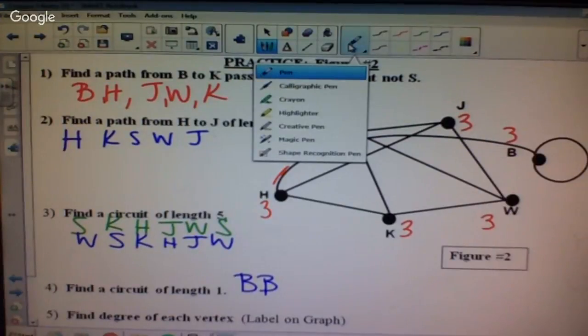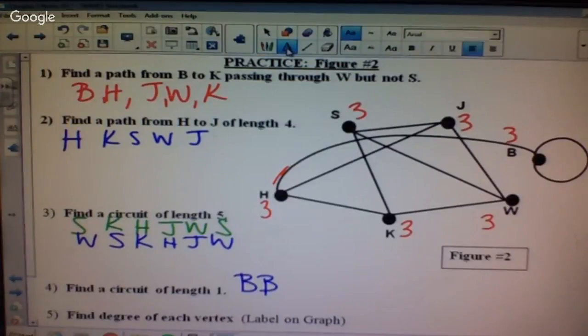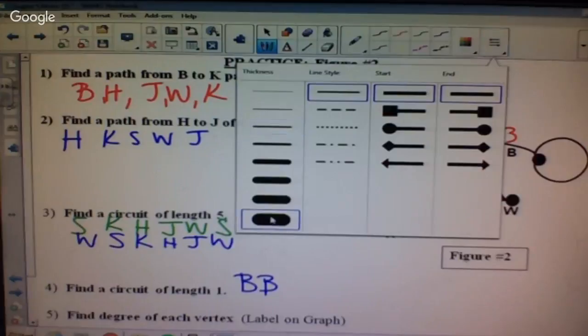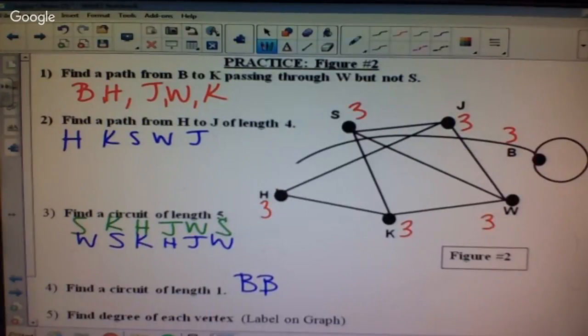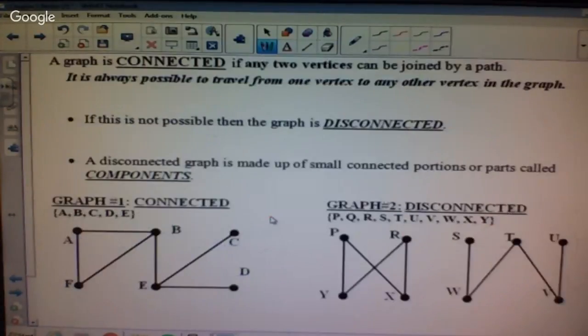So for this one, H to B. If I erase HB, that leaves my little loop over there all by itself, and the rest of the graph connected. So if we go to graph 1 here, can you find me a bridge? One line that I can erase. C to E. C to E is a bridge. If I erase C to E, C is all by itself and the rest of it's still connected.